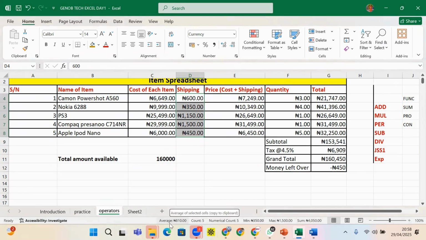The average shipping price is 810. That's the average. What is average? Average is the summation of all the numbers divided by the total number of occurrences. I'm confusing you, right? We sum this together. What is the number of occurrences? 1, 2, 3, 4, 5. We have 5 cells here. So we divide the summation of all this by 5 to get the average. So he's saying, what is the average shipping price? When you add all of them together, it will give you the average shipping price.